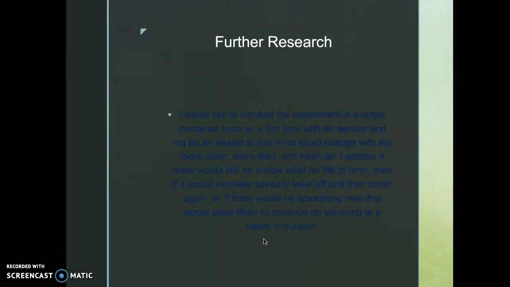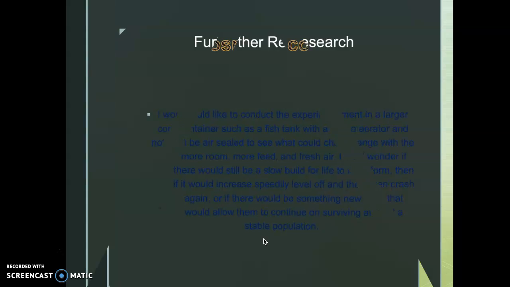For further research, I'd like to conduct the experiment in a larger container, such as a fish tank with an aerator, to provide more oxygen while also not keeping it airtight. I wonder what changes would happen with extra room, an ability to have a much larger amount of feed, and fresh oxygen. I would like to know if it's going to follow the same path of a slow build, then a rapid increase, then a level off, and then a rapid decrease. I wonder if it'd be able to find and settle on a stable population and be able to sustain over and over.